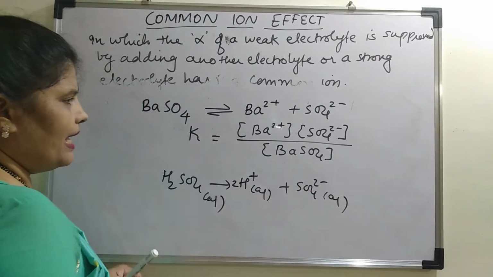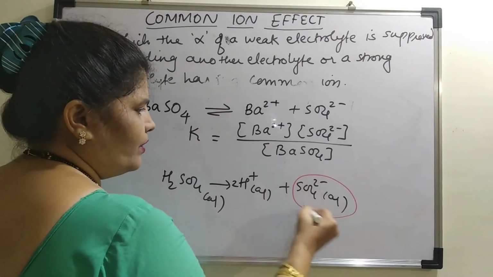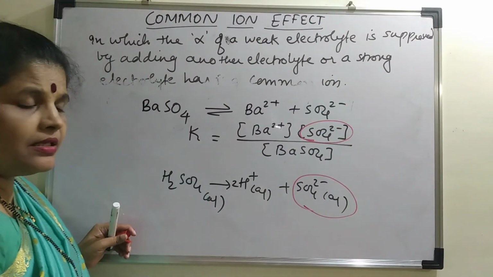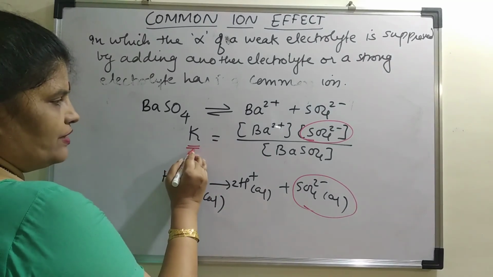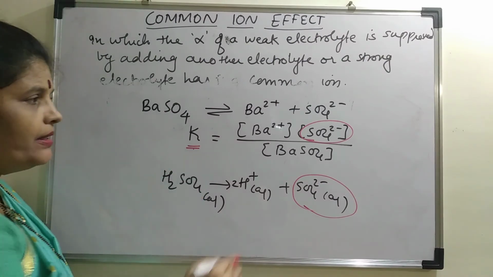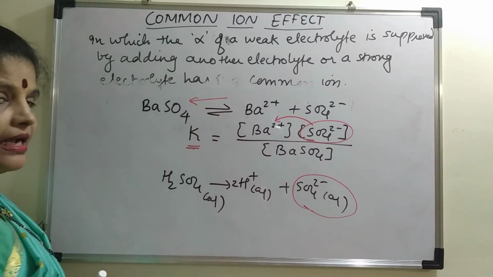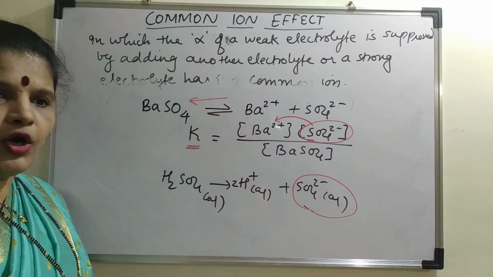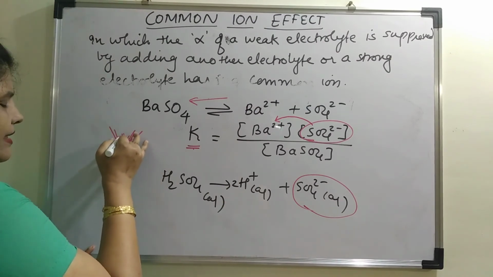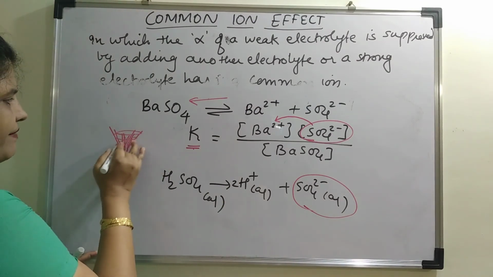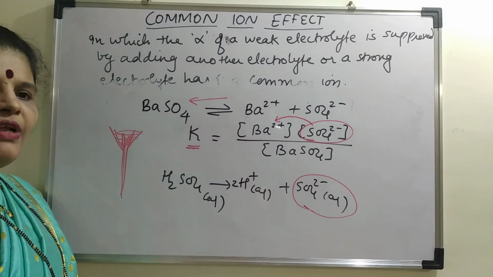Now the common ion here is the sulfate ion. The sulfate ion concentration in the solution will increase. Because of that, this will get disturbed. In order to re-establish this particular equilibrium constant, what should happen? This should combine with this and form barium sulfate back. Forming barium sulfate back means it will keep that precipitate here and it will not get washed away with water. So the precipitate will remain on the filter paper and the other water soluble impurities will get washed off.